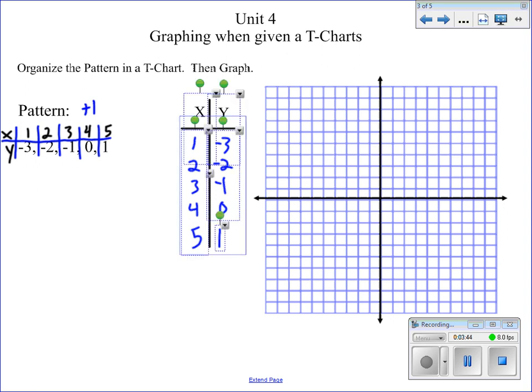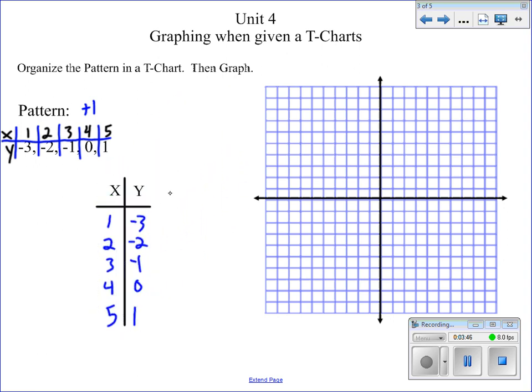We can scoot these over so that we can have our ordered pairs: 1, -3; 2, -2; 3, -1; 4, 0; 5, 1. Now we go over 1, down 3. Remember, the first or x term is going to tell us how many left or right. Our y term is going to tell us how many up or down.